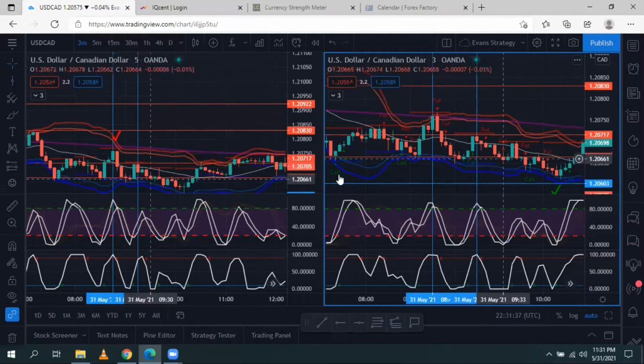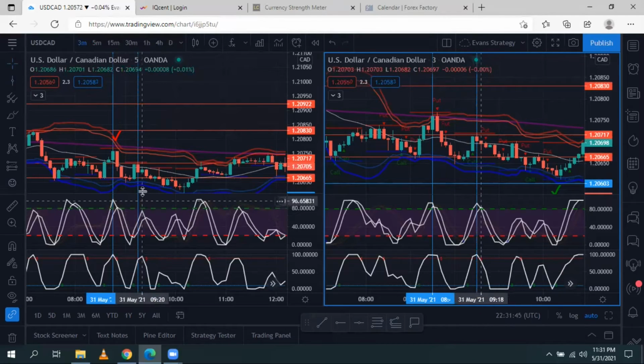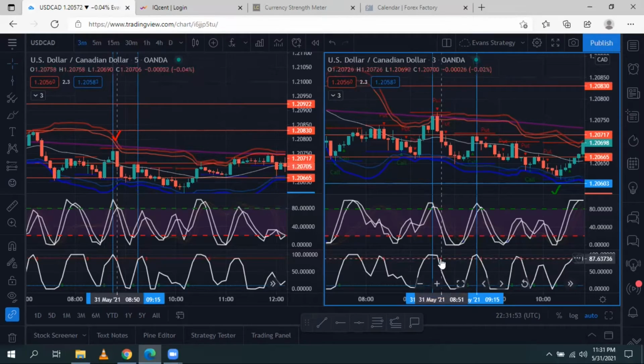This was overbought, this was overbought, and the DMI was given. See what happened in the market. Meanwhile, if I was just waiting for the 5 minutes, I wouldn't have taken this trade because I would be waiting for this to cross my overbought line. That's one of the advantages of using scaling in. Scaling in helps you get into the trade earlier.